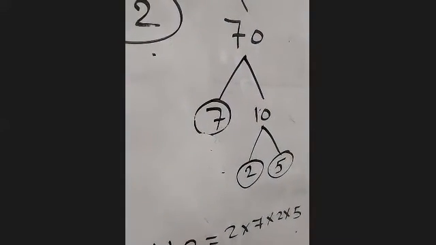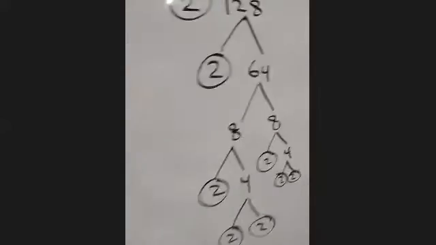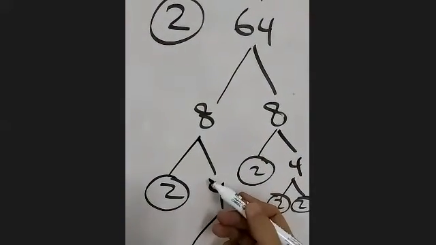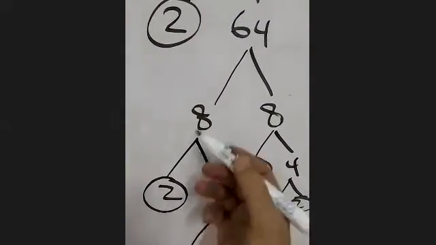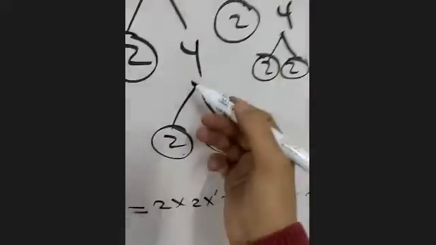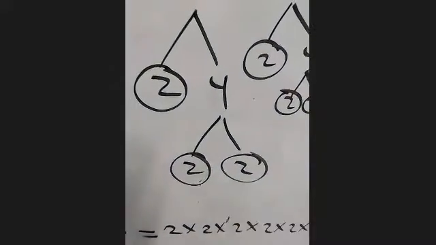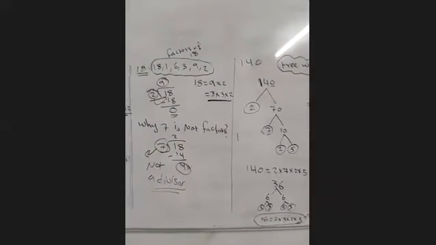7. Okay. A circle. But here the 8, we have 2 by 4, right? Yeah. So we do it. 4, we have 2 by 2, not 1. Okay? Yeah, yeah. Thank you. Well, do you understand?